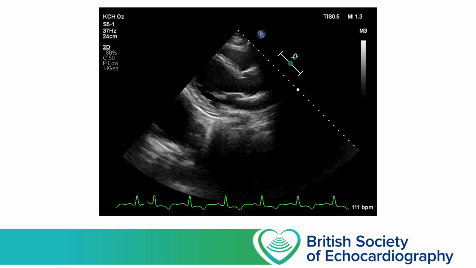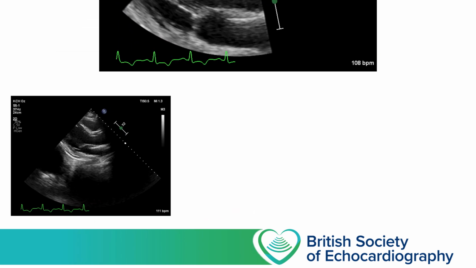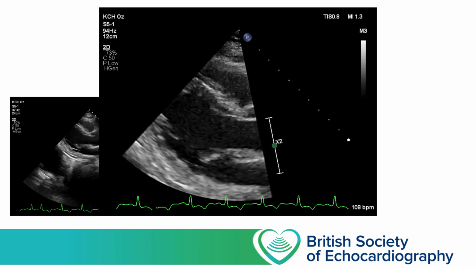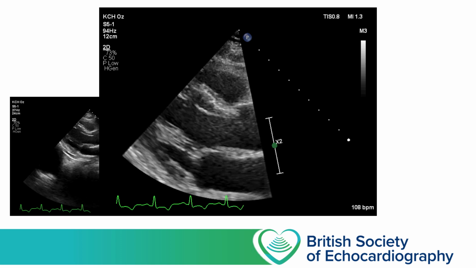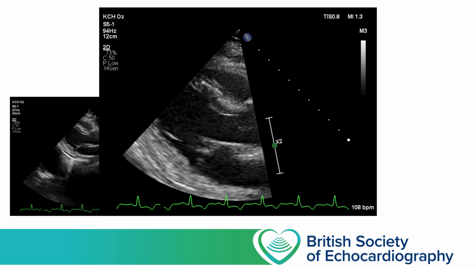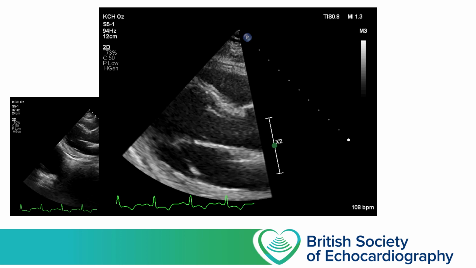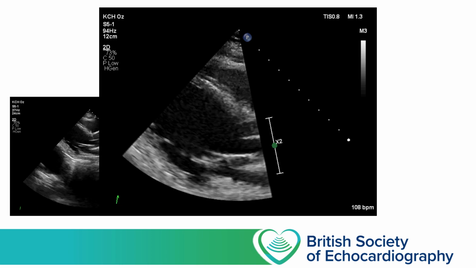Alright, so let's try again getting our parasternal long axis. This time we've made our sector much smaller. We've decreased our depth to 12 centimeters, we've decreased the angle of the sector to probably about 50 degrees, and we're imaging a much smaller part of the body. Now our frame rate has shot up to 94 frames per second.